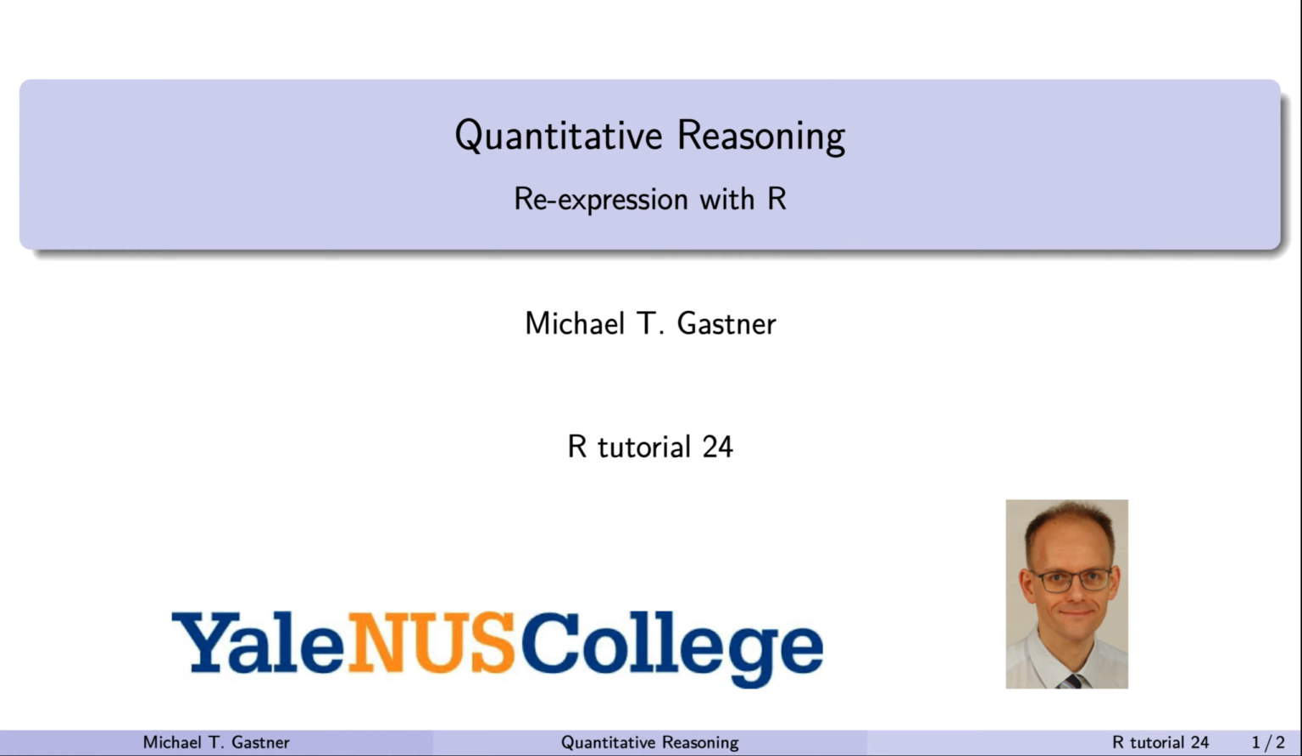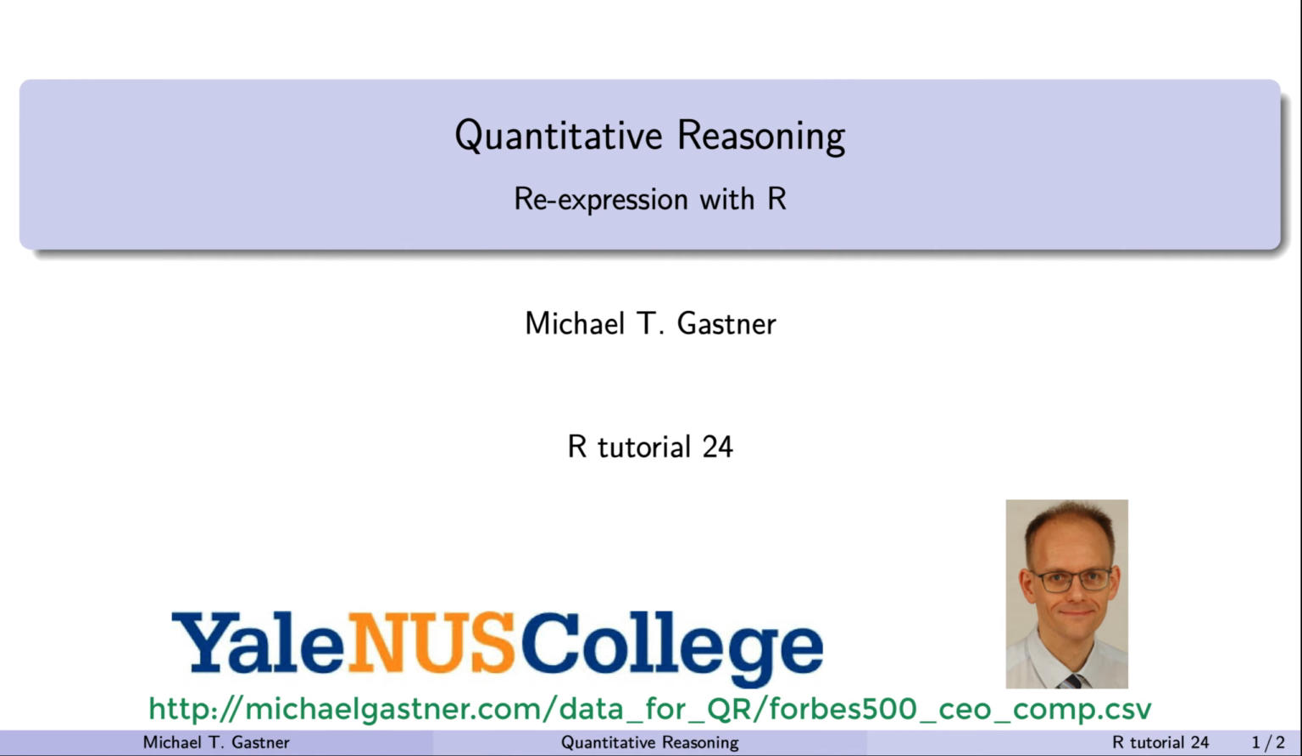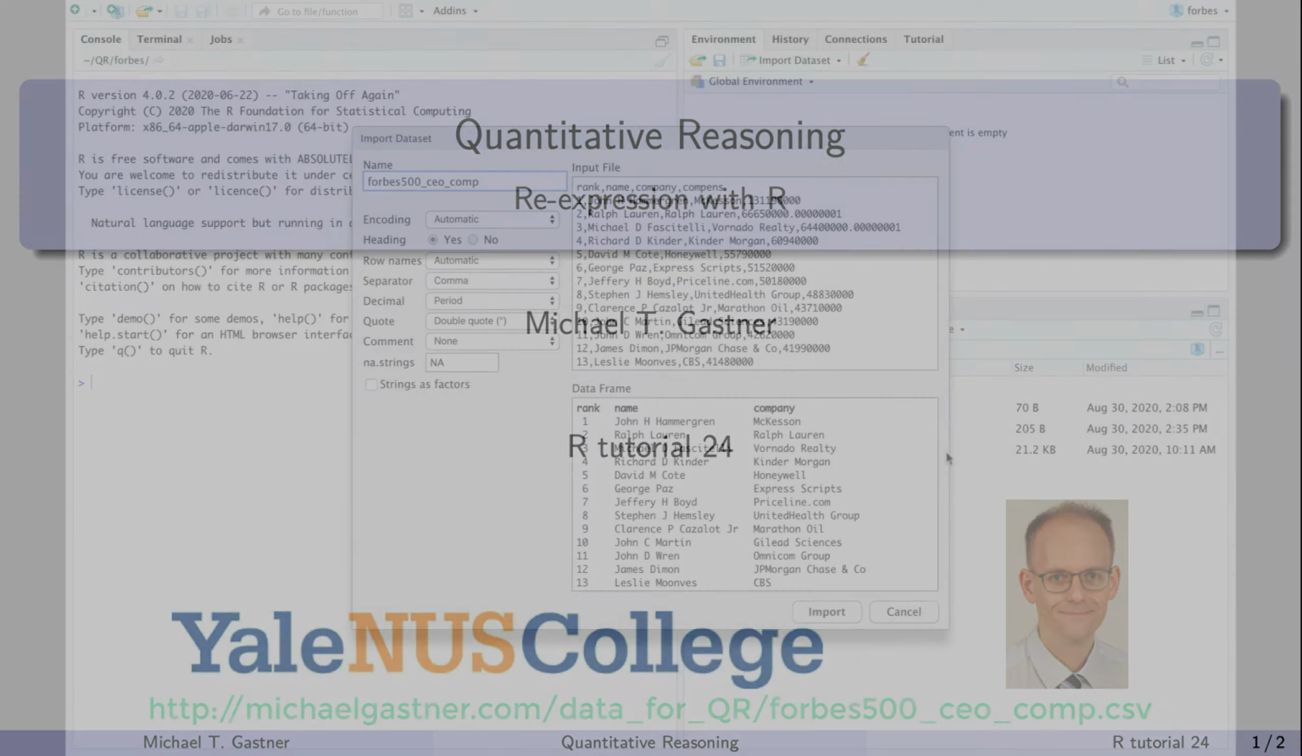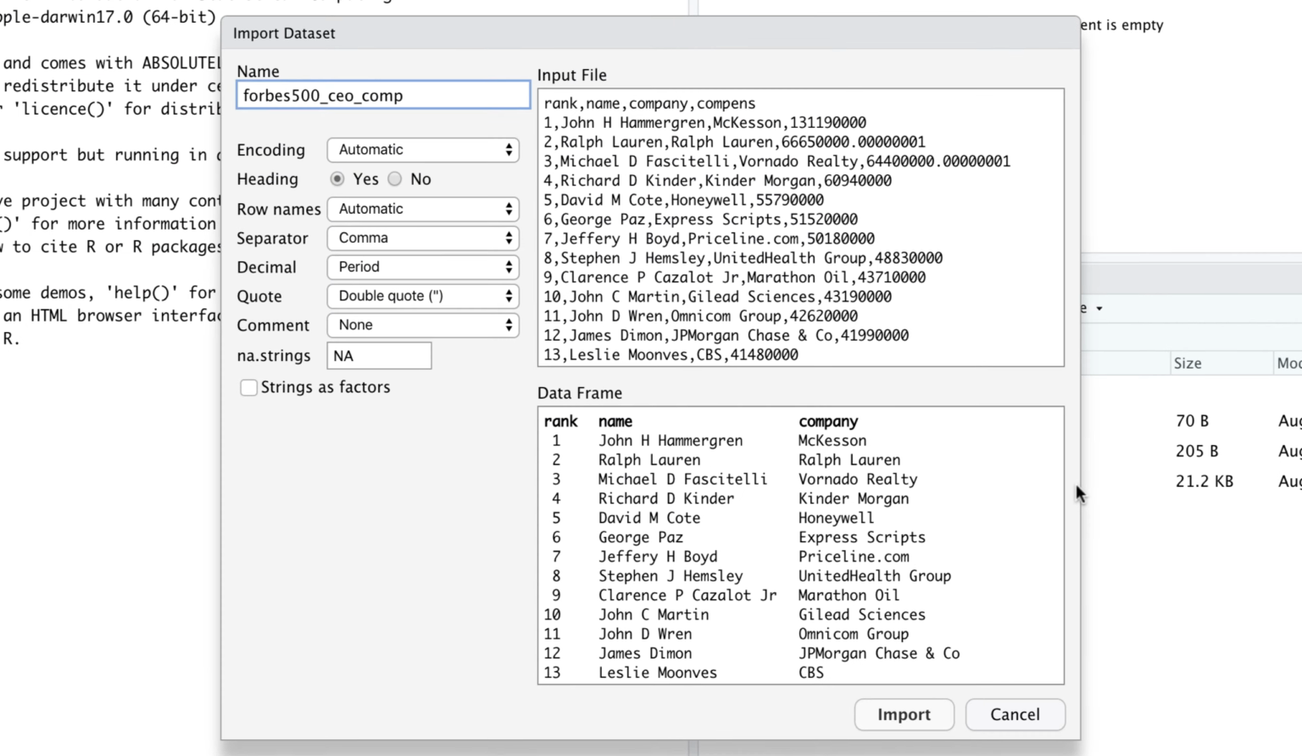In Chapter 4, our textbook introduces Reexpression as a method to make skewed distributions more symmetric. Let's use the dataset from the book to see how we can use R to generate re-expressed data. You can find a link to the spreadsheet Forbes 500_CEO_comp.csv below this video. Please import the data into R.